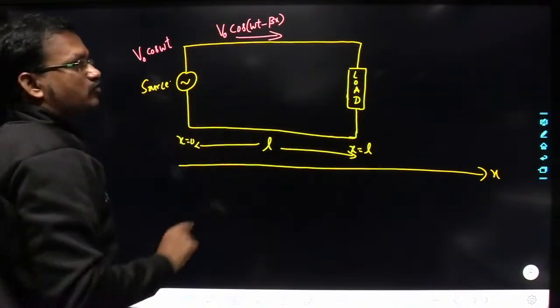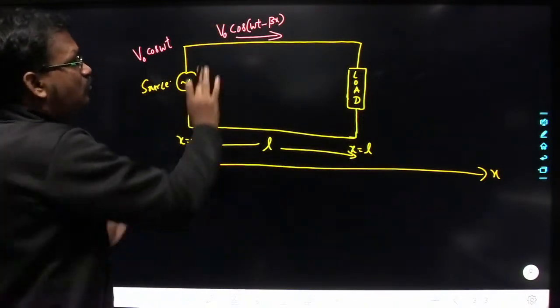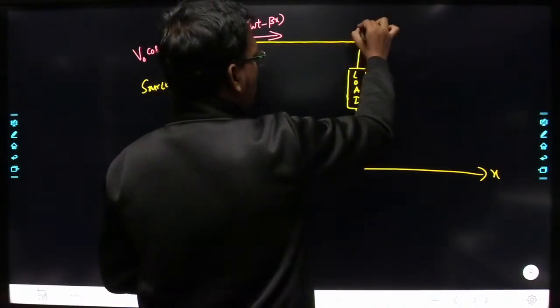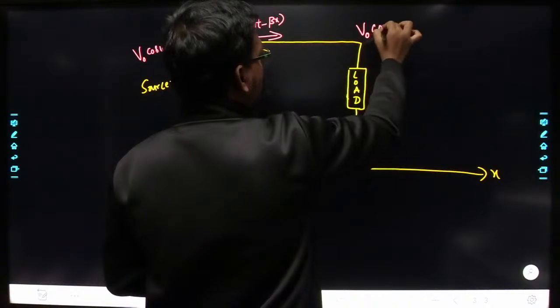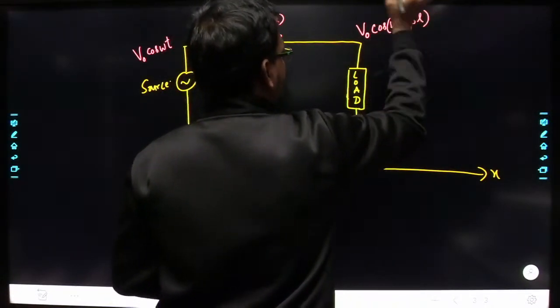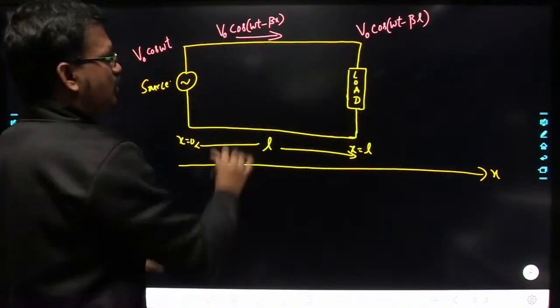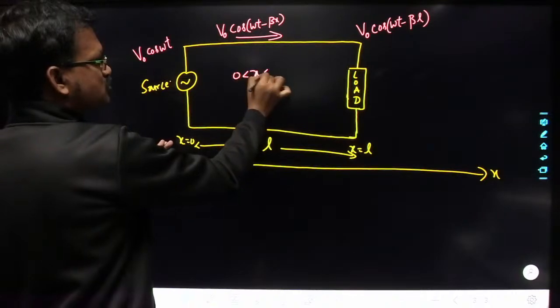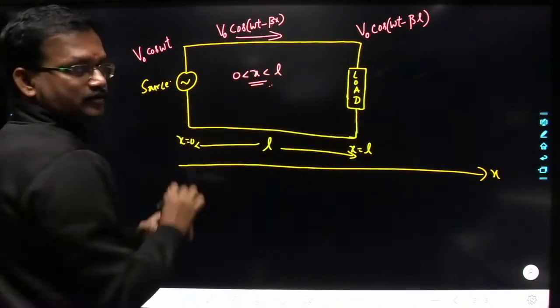V0 into cos of omega t minus beta x. Now it has reached the load here. So at the load it will become V0 into cos of omega t minus beta L. Now here x is varying from where to where? From 0 to L.